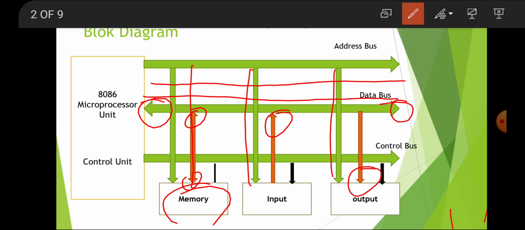Now we are going towards the control bus. The control bus has the control signals toward the memory and input and output. If you want to read something from the memory, the control bus sends the control signal toward the memory that I want to read the data. Likewise, suppose you want to write something into the memory, it will first send the write signal towards the memory and then it writes something into the memory. So read and write, two signals can be given to the memory.